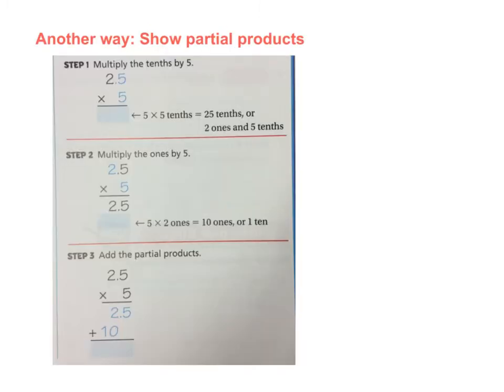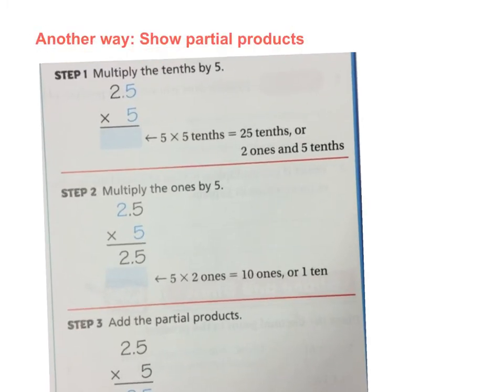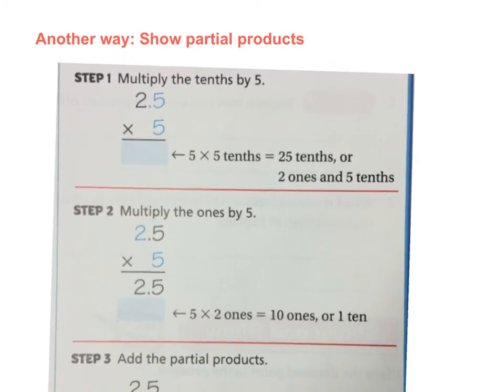We can show partial products. We can do part of the product at a time, okay? So the first step would be to multiply the tenths. This is kind of like when we multiply whole numbers, right? We do the different place values at a time, right? Okay, so first we multiply the tenths.